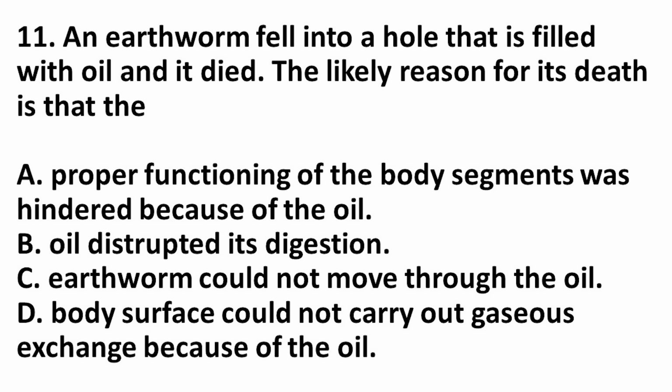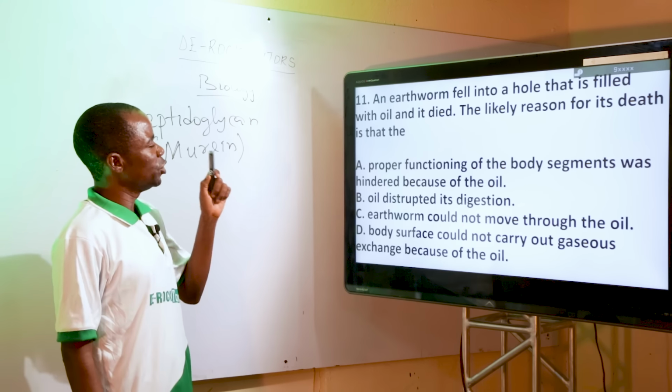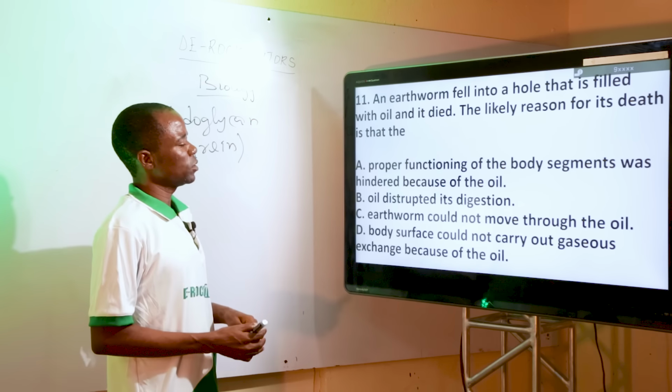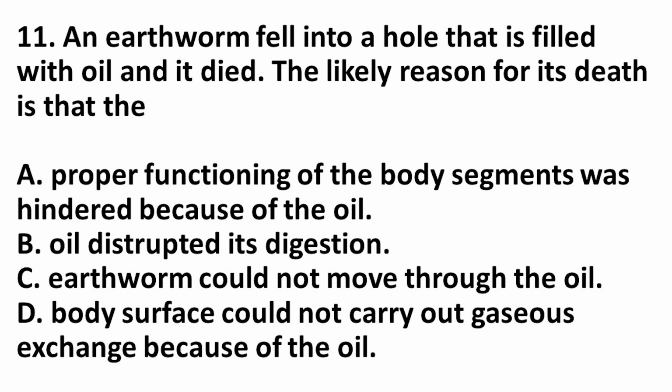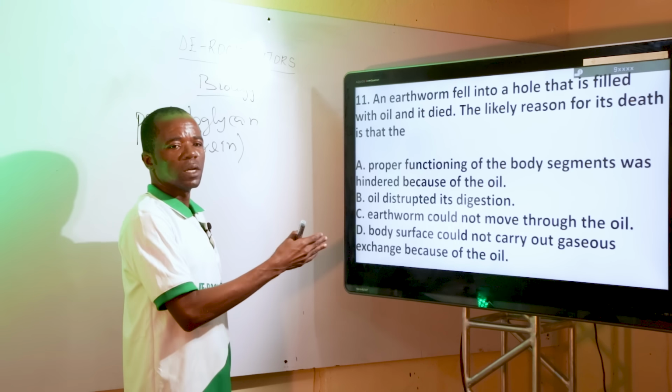Let's go to number 11. An earthworm fell into a hole that is filled with oil and it died. The likely reason for its death is that the... Now, let's look at the options. If you look at the options, the correct one there is option D. The body surface could not carry out gaseous exchange because of the oil.